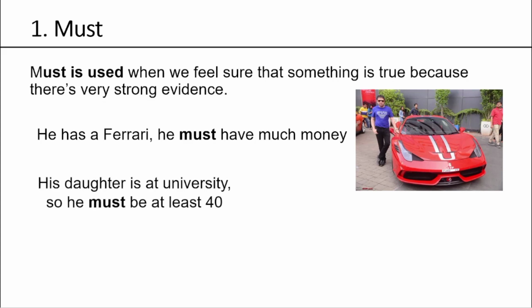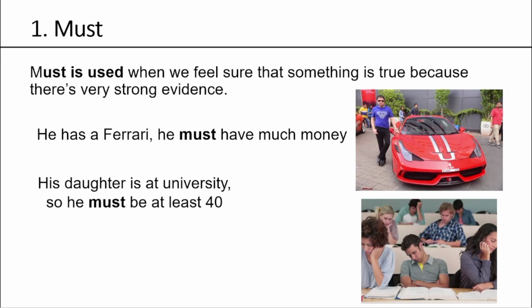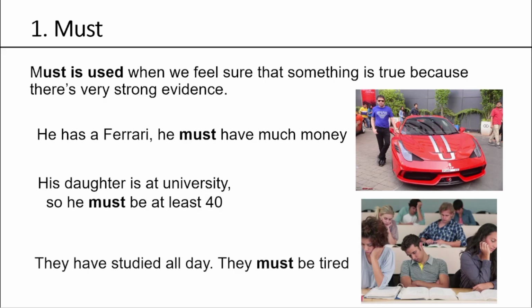His daughter is at university, so he must be at least 40. Okay, we are sure he is at least 40. The evidence is his daughter. Okay, next example. They have studied all day. They must be tired. Yes, we can see from the picture. The students are tired because they have studied all day. So we can use they must be tired because we are sure they are tired.